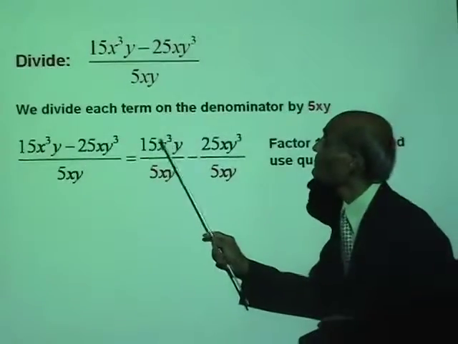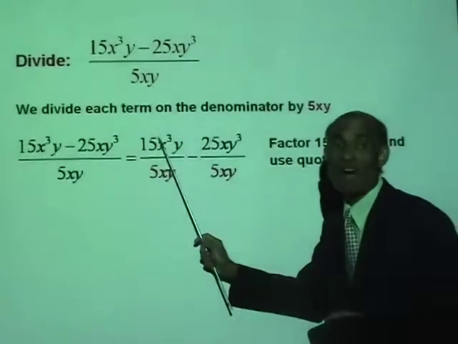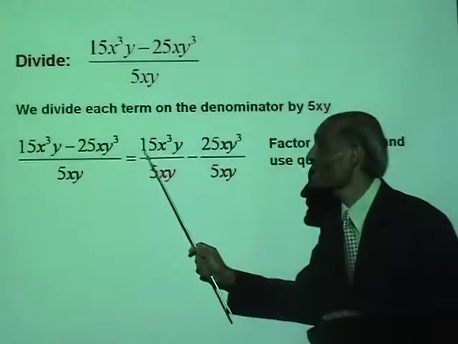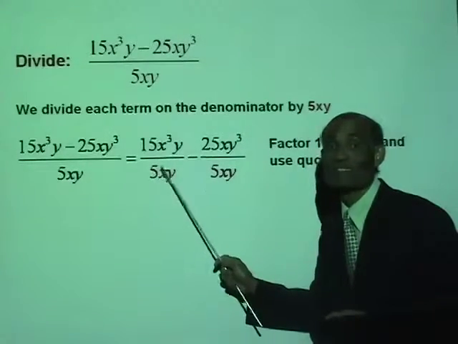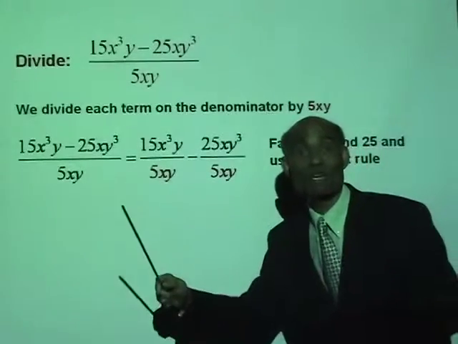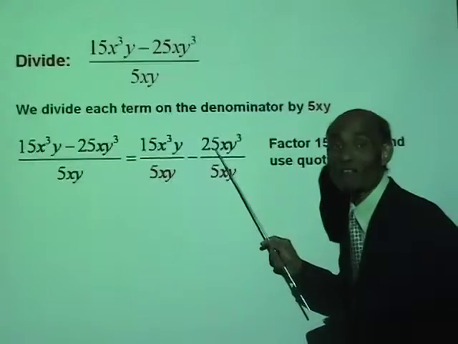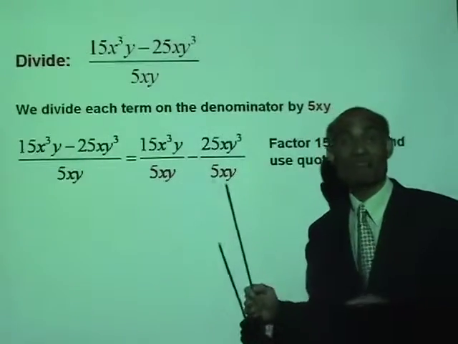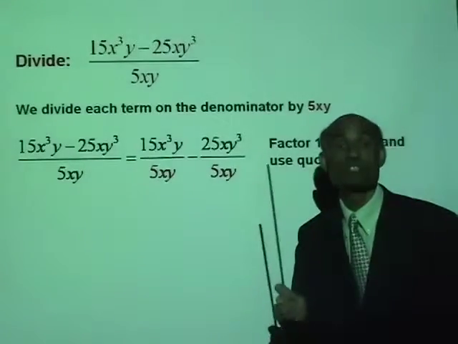Next step, I'm going to factor these numbers. 15. Tell me, how will you factor this 15, knowing there is a 5 on the denominator? 15 I will factor as 5 times 3. And this 25 I will factor as 5 times 5. And then apply the quotient rule.